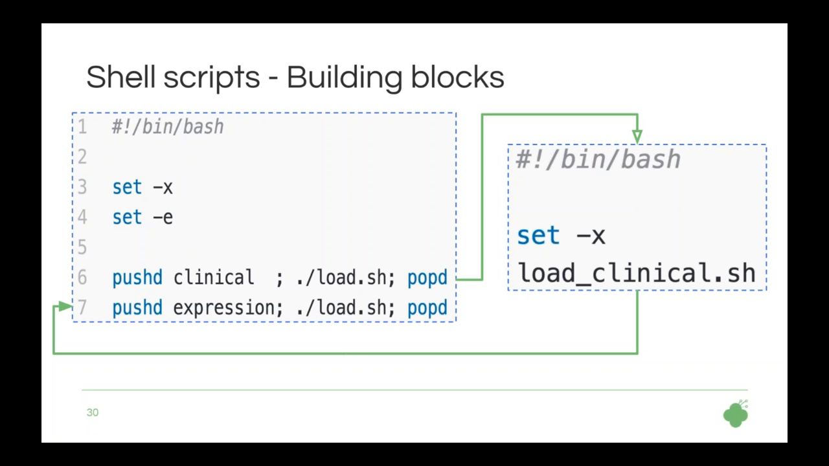Then if we follow the green arrow to the right box, you see that here the command is executed to load clinical data. And when this building block is done, it goes back with the lower green arrow back to line seven on the box on the left. And here it goes down into a folder called expression, executing the next building block and so on. So you can build a framework within your study folder indicating which data set should be loaded.